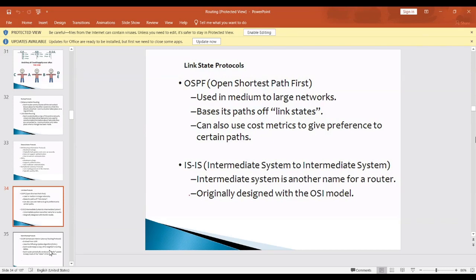And Intermediate System to Intermediate System is another link state routing protocol. Intermediate system is another name for a router actually, and it was originally designed with the OSI model, but it is very rarely used. It is not a frequently used link state protocol.